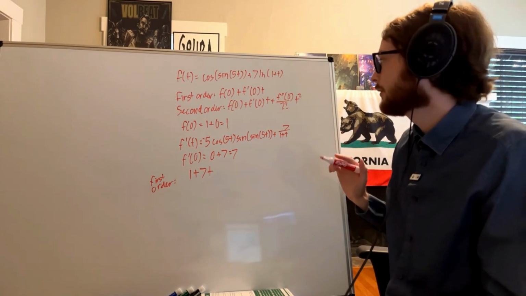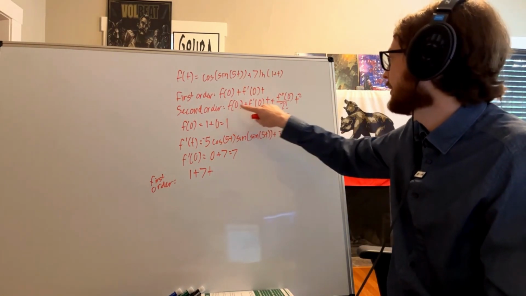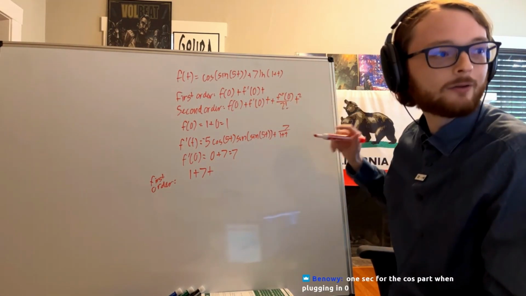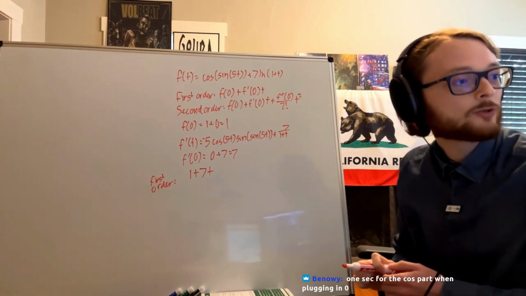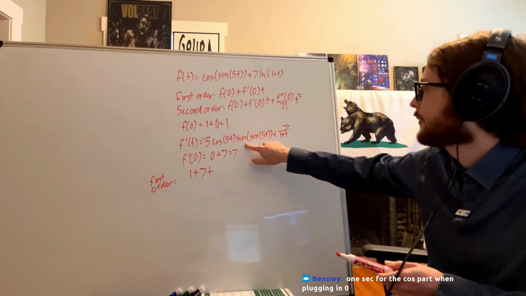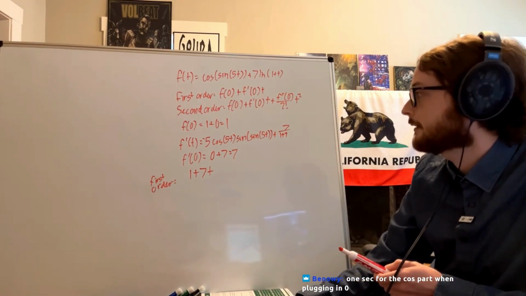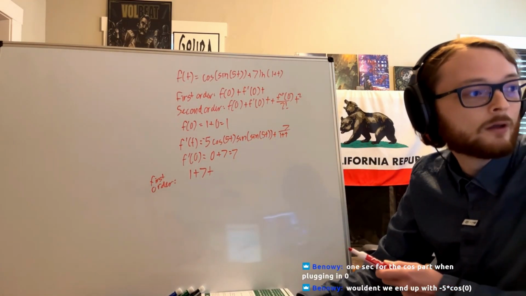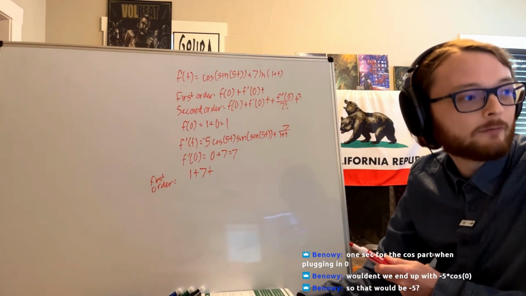For the second order, we're almost there because the first two terms are going to be the same, but we need to go one more out and derive it again. One sec for the cosine. Oh yeah, sure. I skipped over that because I figured out that the sine part was just 0 anyways, but that part would be negative 5. You're right about that.